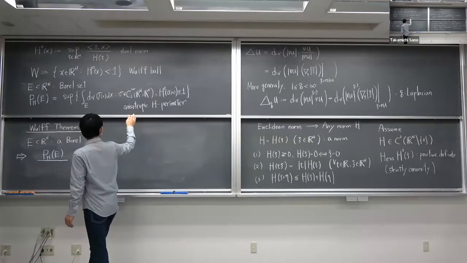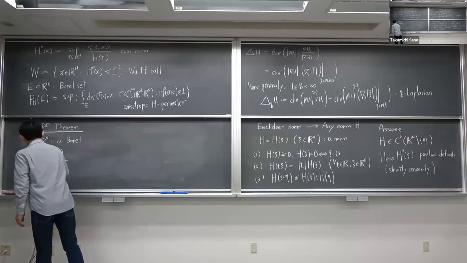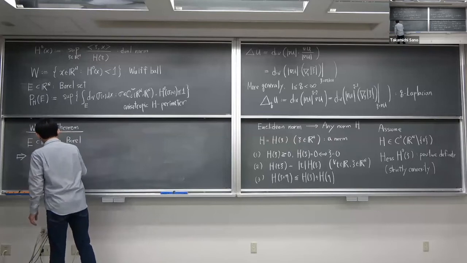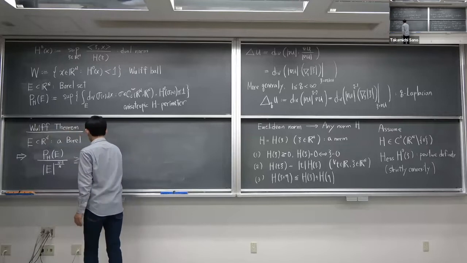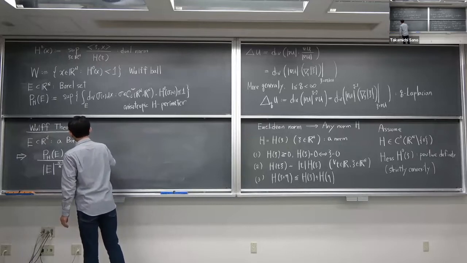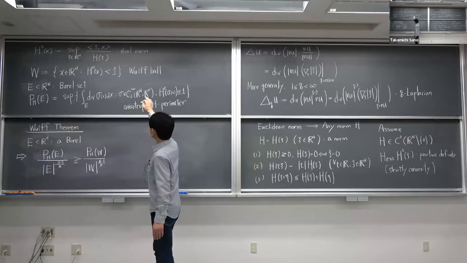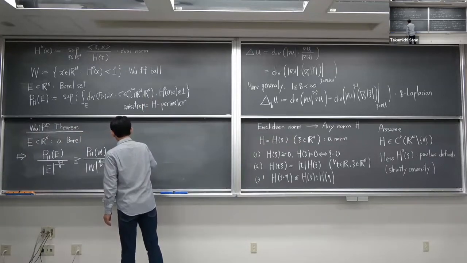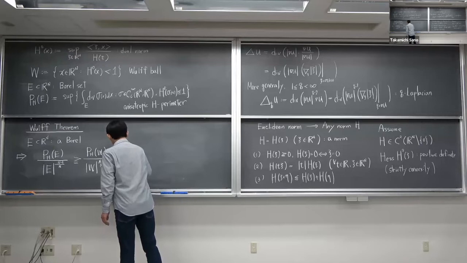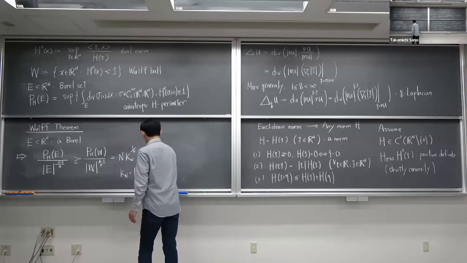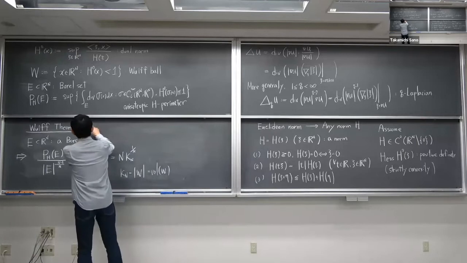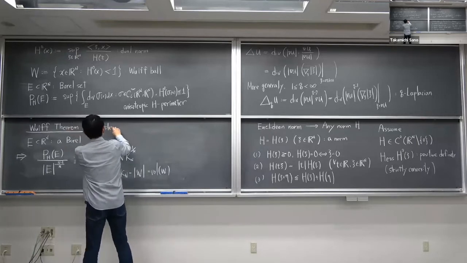The Finsler anisotropic H perimeter of E, divided by the volume of E to the power (n minus 1) over n, is greater than or equal to the Wulff ball's perimeter P_H(W) over the volume of W to the power (n minus 1) over n, where W is the Wulff ball. And this can actually be calculated as n kappa_n to the power 1 over n, where kappa_n is the volume of the Wulff ball. This is called the anisotropic or Finsler isoperimetric inequality.